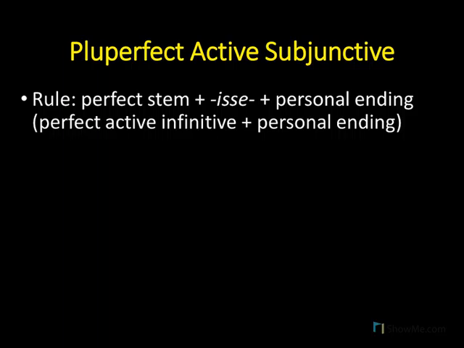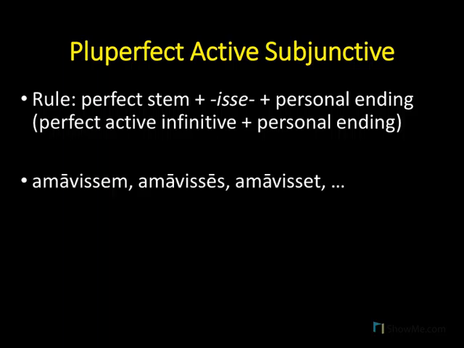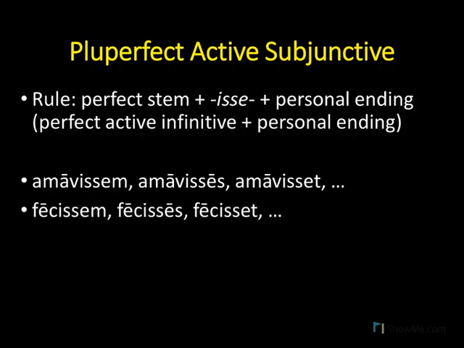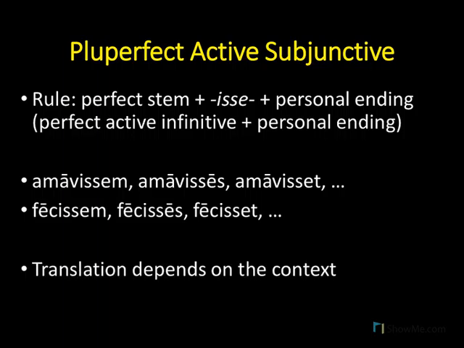And so the examples that we've seen so far, we have amavissem, amavisses, and amavisset, etc. And we also have fecissem, fecisses, fecisset, etc. Now, as for all verbs in the subjunctive mood, the way that we translate them depends very much on the context of the sentence and the context of the passage. And so, by itself, we can't have a standard translation. So the translation of a pluperfect active subjunctive depends on the context.